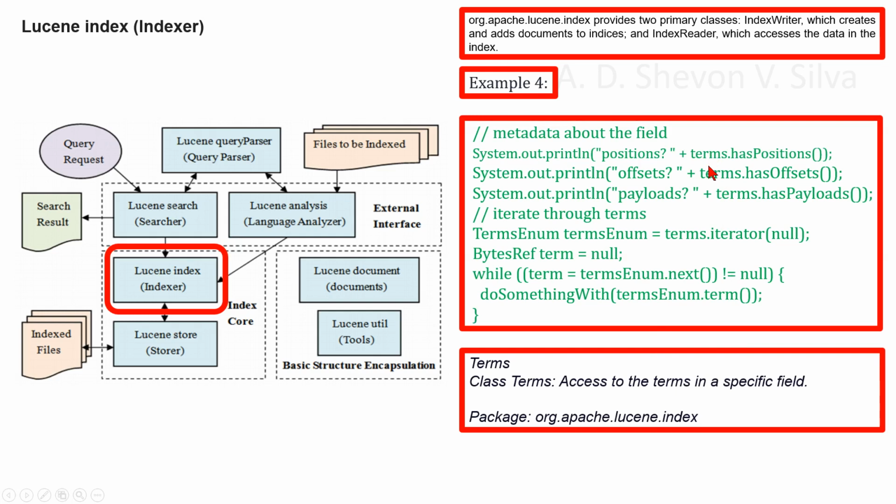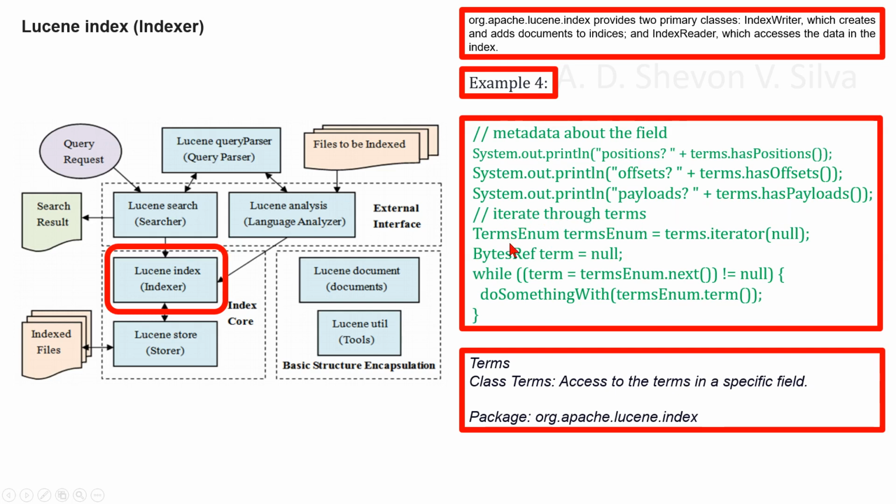Terms, the class Terms, gives access to terms in a specified field. Here hasPositions returns true if the documents in this field store positions. Here hasOffsets returns true if the documents in this field store offsets. hasPayloads returns true if the documents in this field store payloads.